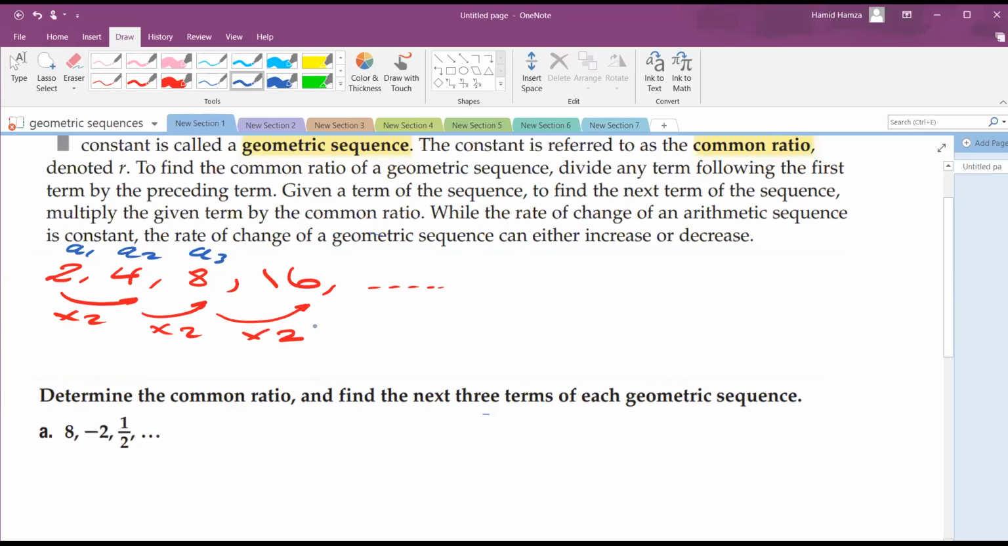This number, which is 2, its name is common ratio. And we denote this number by the letter R. So R is the common ratio. You will notice that the main important terms in this sequence are the first term, because we start by it, and also the common ratio, because we use the common ratio to generate the other terms.